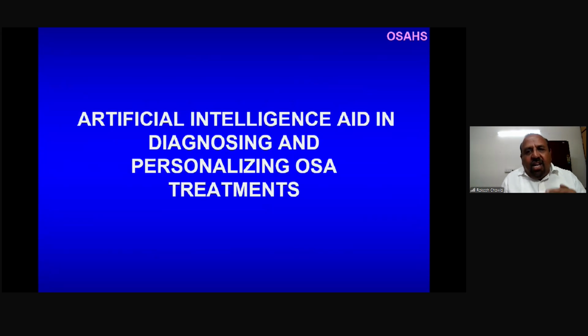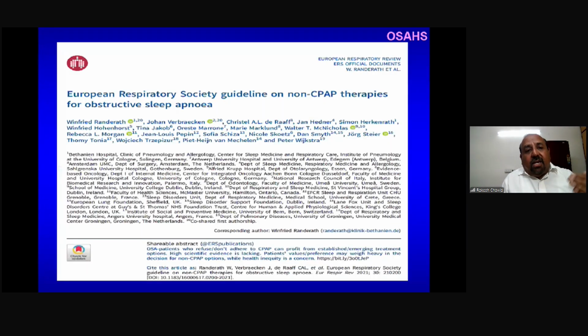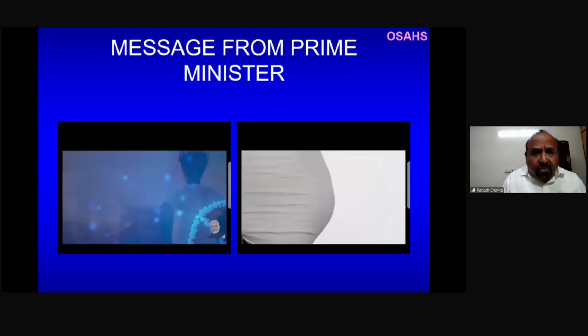Artificial intelligence is helping in diagnosing and personalizing the OSA. The time is not far when AI is going to steer the treatment of OSA in the coming 10 years. There is a beautiful paper on non-CPAP therapies for OSA.